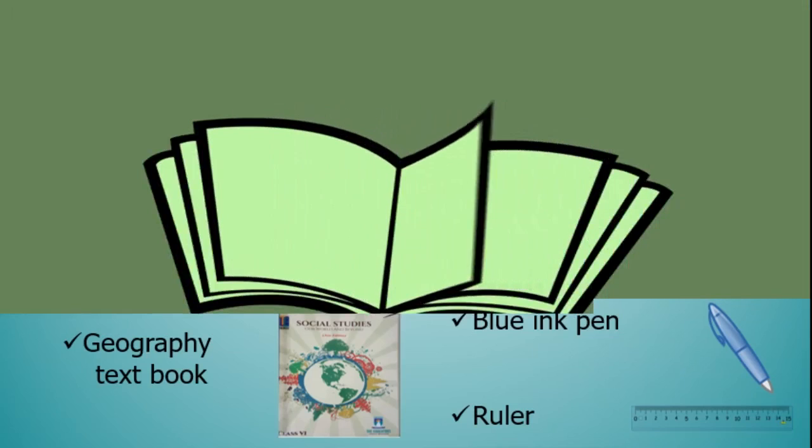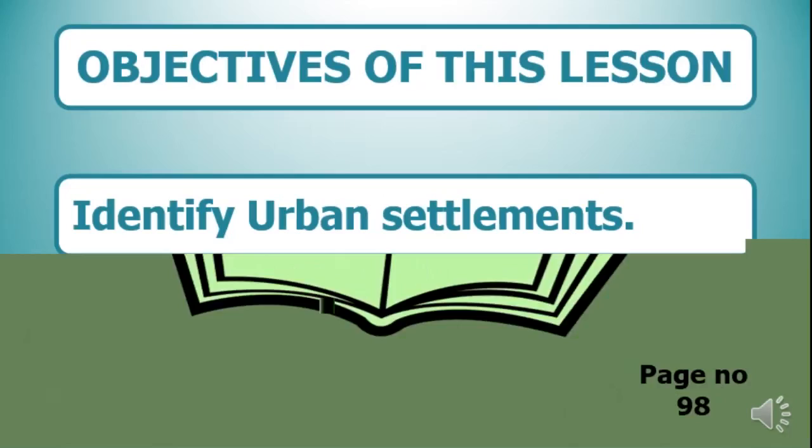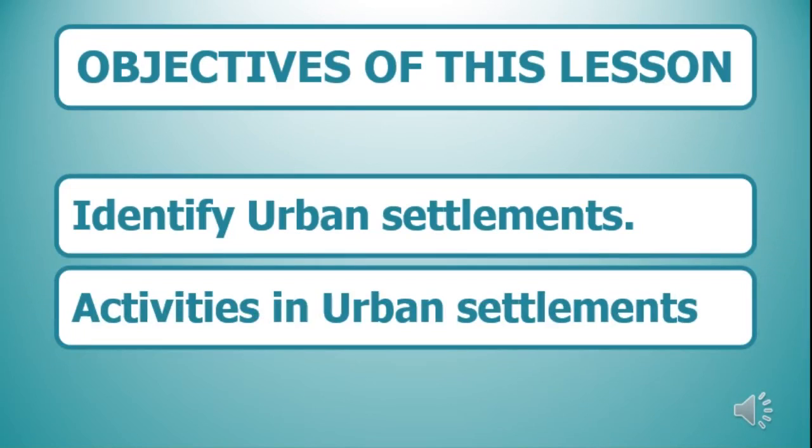Dear students, please open page number 98 of your geography books. Let's have a look at the objectives of this lesson. After taking this lesson, you will be able to identify urban settlements and you will know about the activities which take place in urban settlements. So let's just get started.